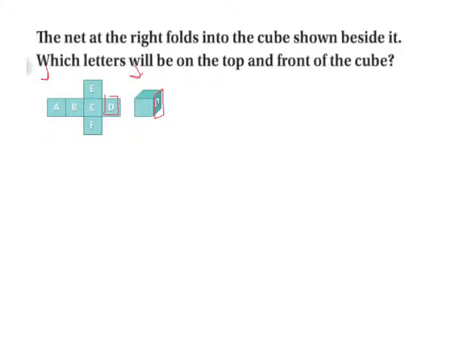Now if I look at my cube, I'm wondering what letter is on the right hand side of it. So on the right hand side would be C. So on this front spot would be C. And if this is D, I'm wondering which one would be on top of it. Well, if you were to fold this up, this would be on bottom and this would be on top. So on top would be E. You just have to try to think it through.